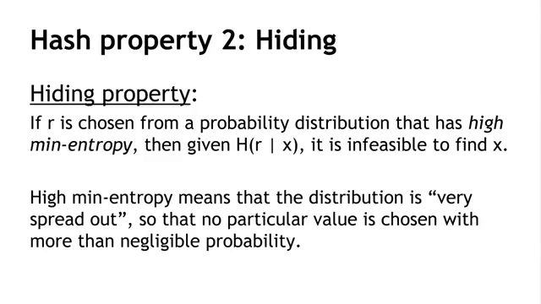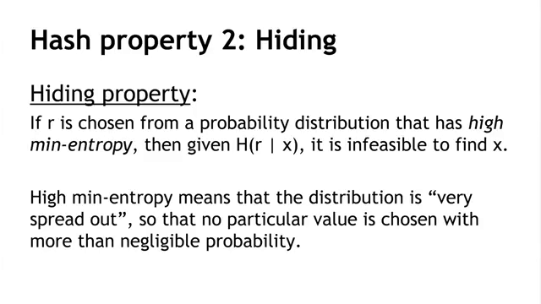And so what we're going to say is, given the hash of r together with x, it's infeasible to find x. This will be true in the formally stated property that if r is a random value chosen from a distribution that has high min entropy, then given the hash of r concatenated with x, it's infeasible to find x. And what does high min entropy mean?